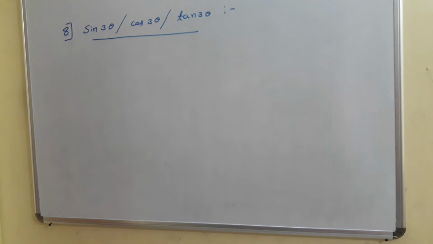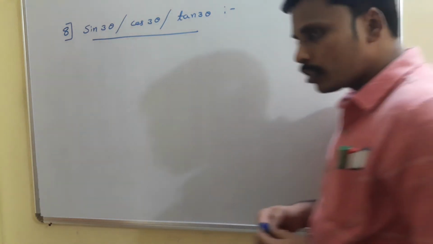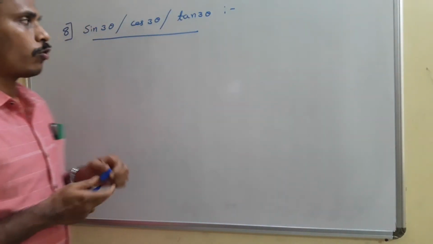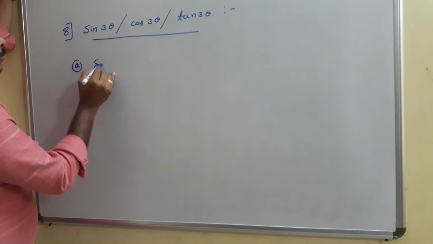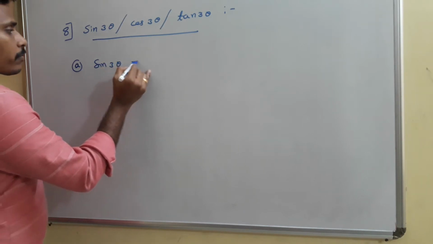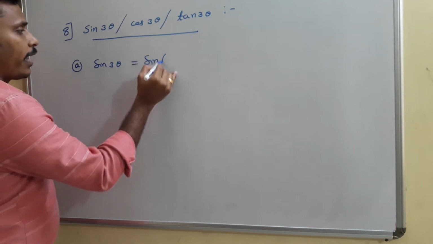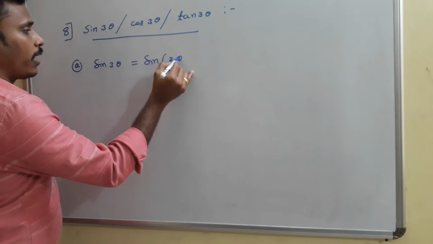3 theta. Okay, how can we identify it? Just like sine 2 theta, we need to find sine 3 theta also. This is the 8th point, 8a, right? Sine 3 theta, we can write it like this: sine of 2 theta plus theta.